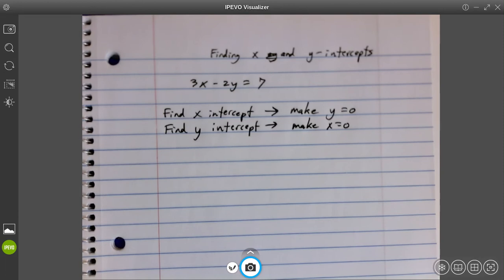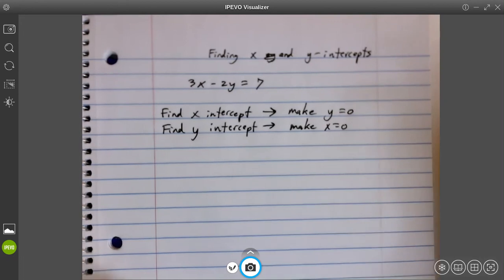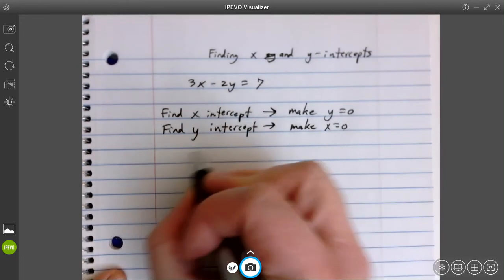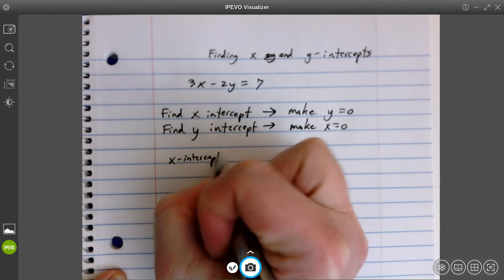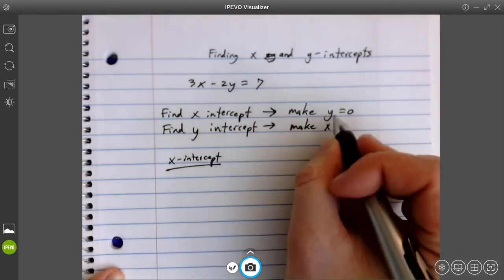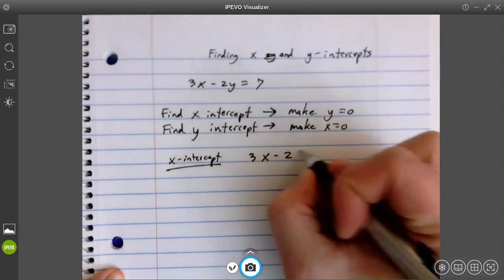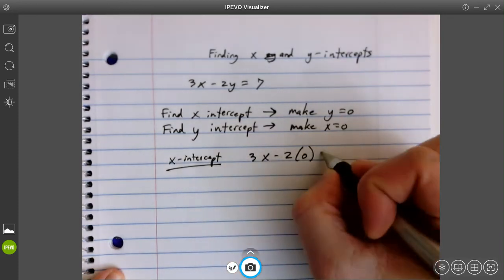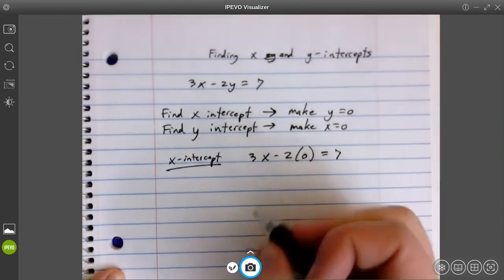Remember, the intercept is where it's hitting either the y-axis or the x-axis. So that means that either y is going to equal 0 or x is going to equal 0. So if we're finding the x-intercept, we are setting y equal to 0. So 3x minus 2, and instead of y, we're putting in 0, equals 7.